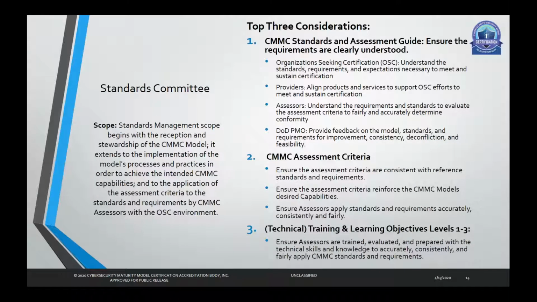Standards Committee. The top three considerations the Standards Committee is looking at start with ensuring the requirements are clearly understood. That's very critical, because to prepare for assessments, you need to understand what the requirements and standards are, and what's necessary to meet and sustain a certification. I'm not going to read the slide, but as you can see, a lot goes into taking the model as it was built and then transitioning that into a standard and fielding it to those organizations seeking certification.